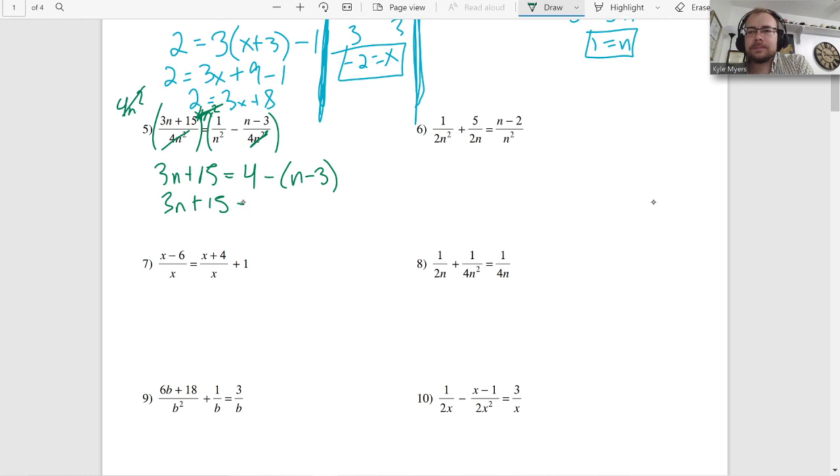3n plus 15 equals 4 minus, now I have to distribute, minus n plus 3. Okay. I want to add n to both sides. That would get rid of the n here. And then I want to, well, let's do this. Not too many steps at once here. 4 plus 3 is 7. And then I would subtract 15 from both sides. So 4n equals negative 8. And then n equals negative 2.